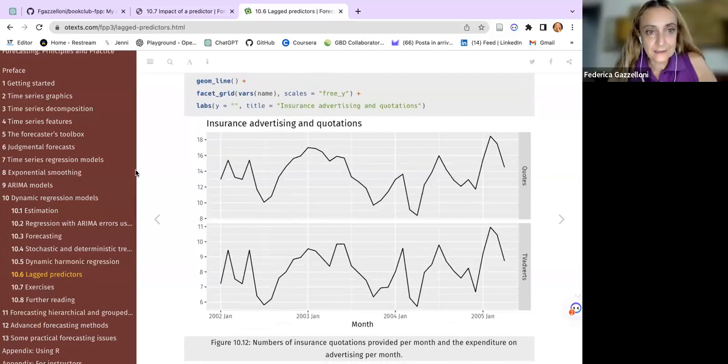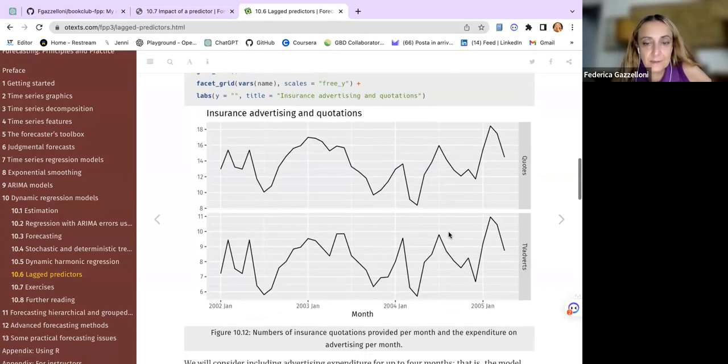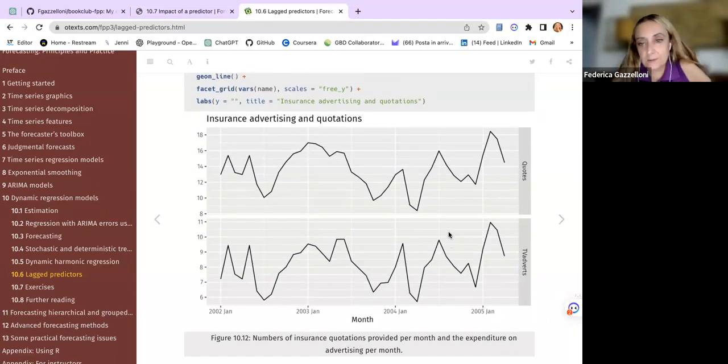Yes, in fact, if I go here, can you see the book now? So this is the observed data. We have the quotes and the TV marketing. We see that if the marketing increases, the quotes increase as well, so they must have more or less the same trend, the same ups and downs.